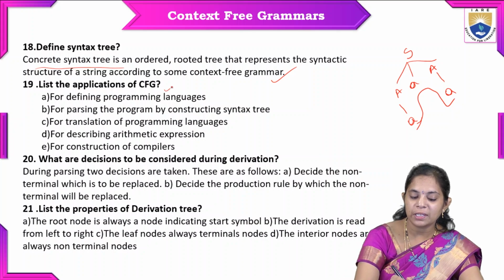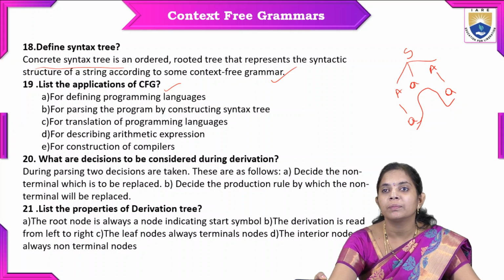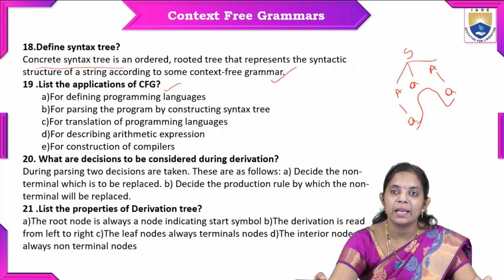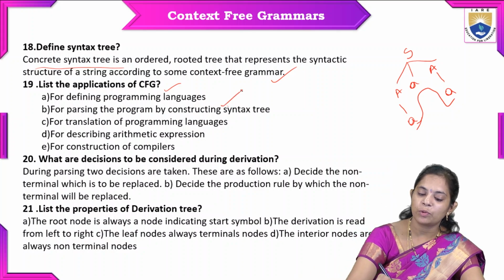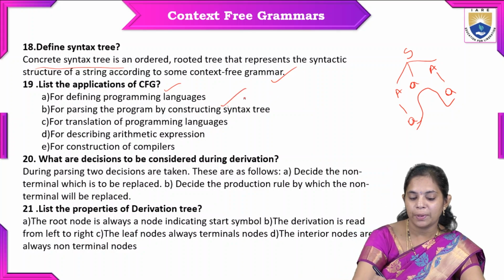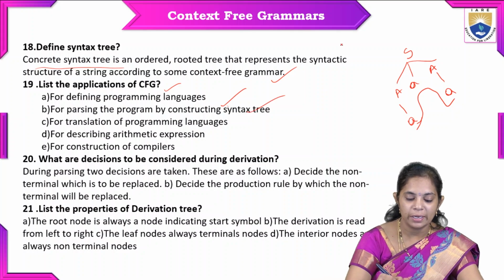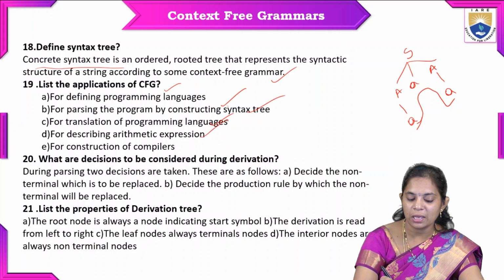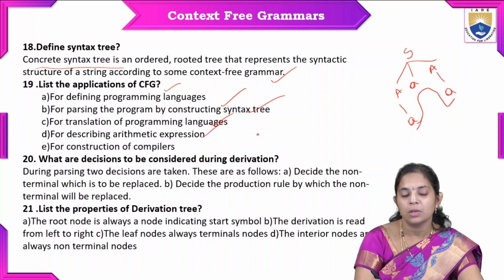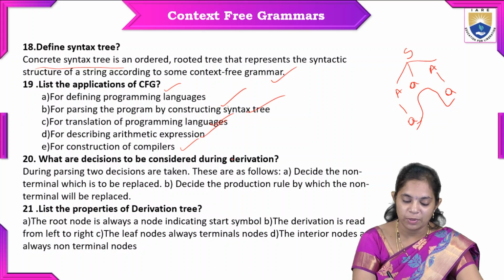And list the applications of CFG. Previously we saw the context-free language applications. Here also, they are used for defining programming languages, parsing the program by constructing the syntax tree, translation of programming languages, describing arithmetic expressions, and construction of compilers. So these are all the applications of context-free grammars.